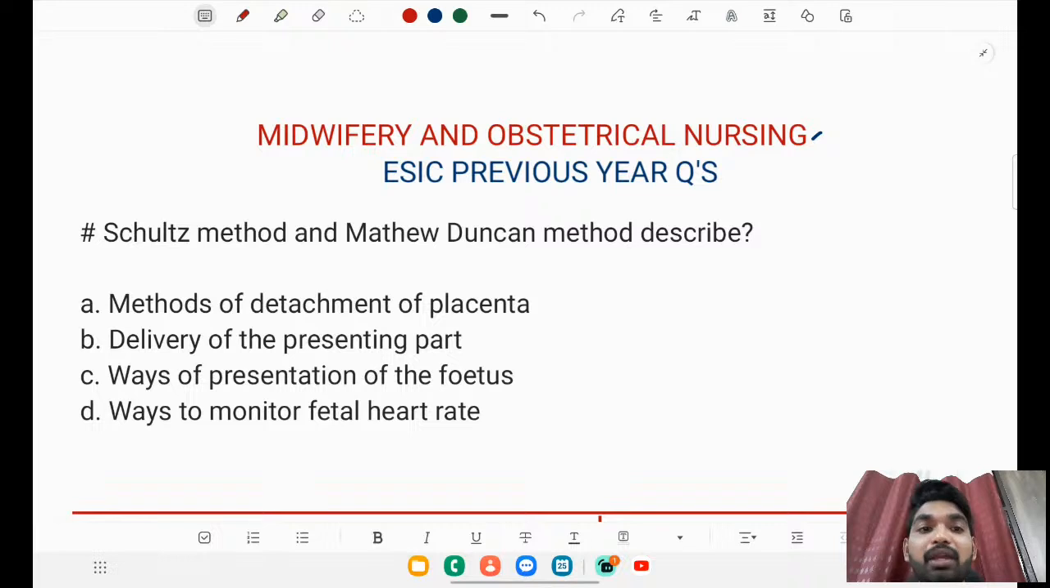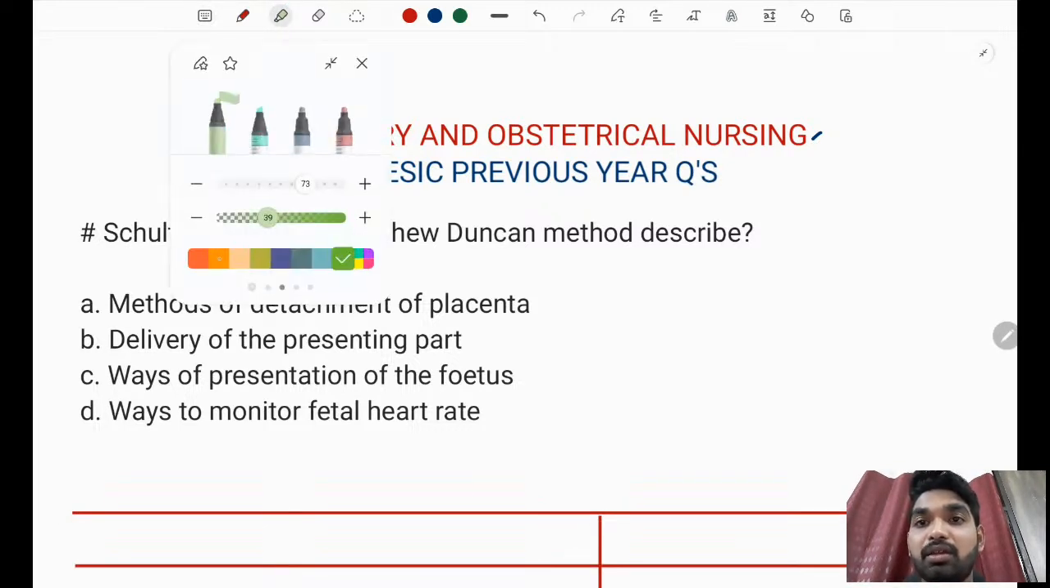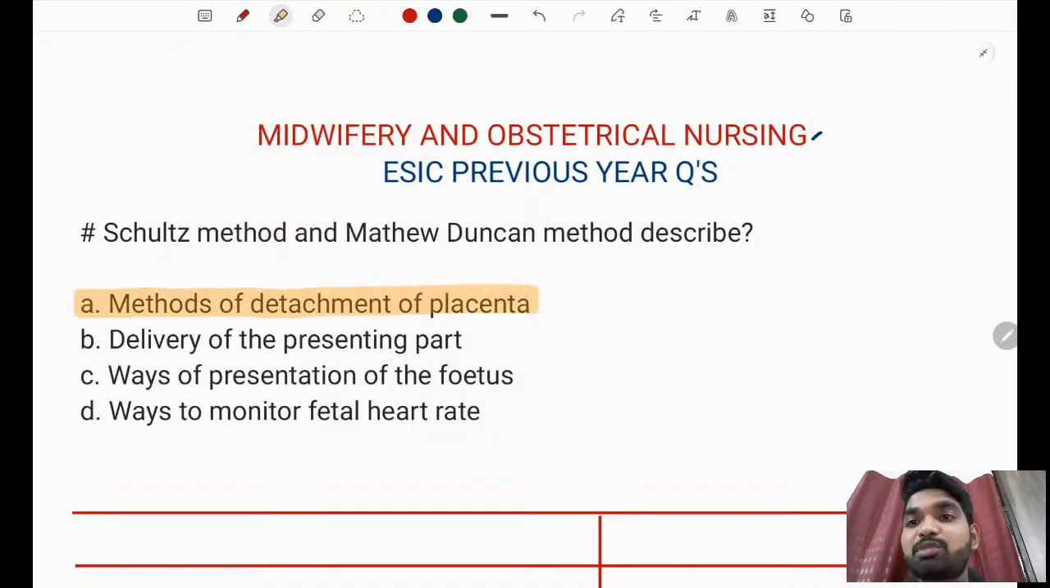As you have answered rightly, option A is correct, methods of detachment of placenta. What they're asking: Skulls method and Matthew Duncan method, describe. Option A, methods of detachment of placenta. Option B, delivery of presenting part. Option C, ways of presentation of fetus. Option D, ways to monitor fetal heart rate. As you answered, it is option A, methods of detachment of placenta.